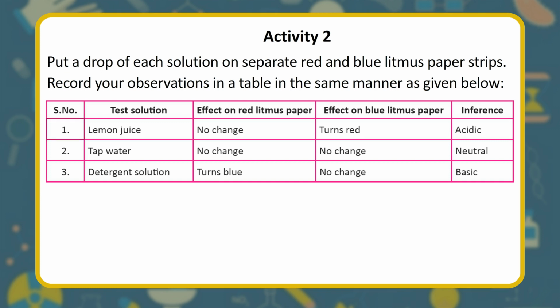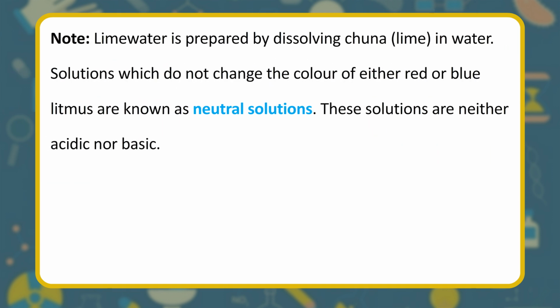Inference. 1. Lemon juice: no change on red litmus, turns red on blue litmus. Acidic. 2. Tap water: no change, no change. Neutral. 3. Detergent solution: turns blue on red litmus, no change on blue litmus. Basic. Note: lime water is prepared by dissolving chuna, lime, in water. Solutions which do not change the color of either red or blue litmus are known as neutral solutions. These solutions are neither acidic nor basic.